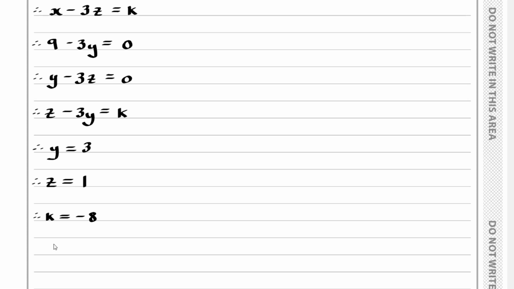Now that we know what K and Z are, we can use this to find what X is. We have X subtract 3 multiplied by 1 equals negative 8, in which case you can see X is negative 5. So we have X is negative 5, Y is 3, and Z is 1.